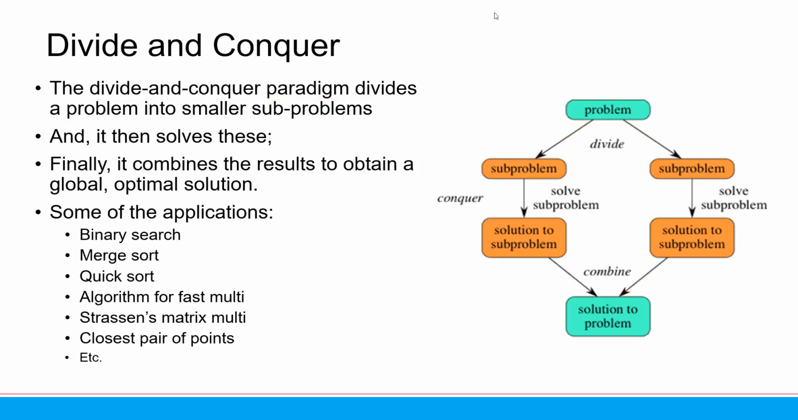There are some applications. We will look at some of those, not all. We will learn about binary search, merge sort, and quick sort later. There are some other algorithms, like fast multiplication, Strassen matrix multiplication, closest pair of points, and so on.